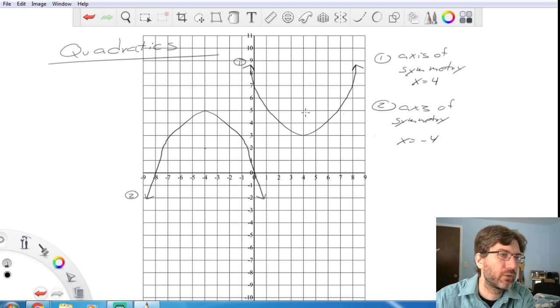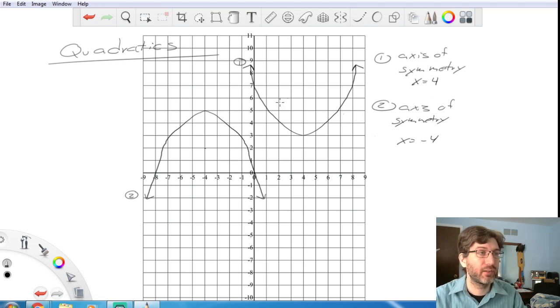And for number 2 and number 1, it's over here. This is your axis of symmetry. And again, that's saying if I folded the parabola in half, it would match up exactly on this side. And if I folded this one in half, it would match up exactly on this side.